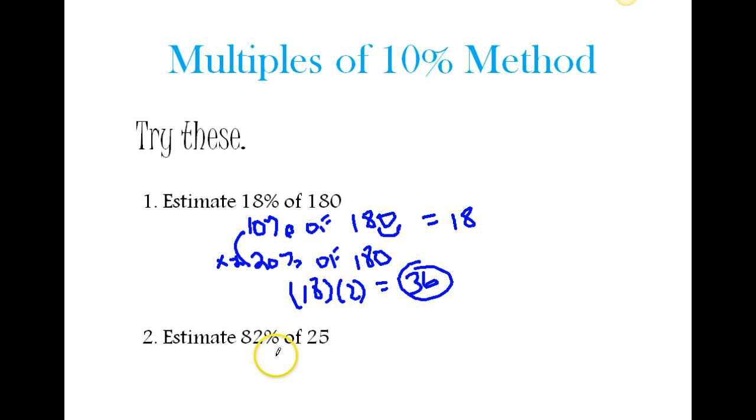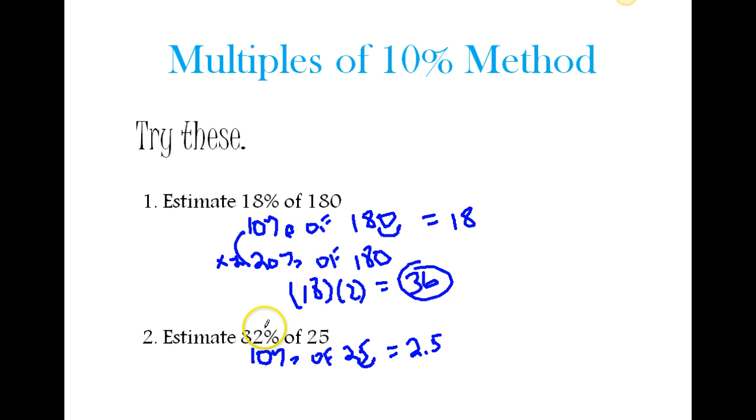Right, estimating 82% of 25. So first thing, I'm finding my 10% of 25. Do the same thing each time. The decimal point's right here. Move it to the left one place, 2.5.